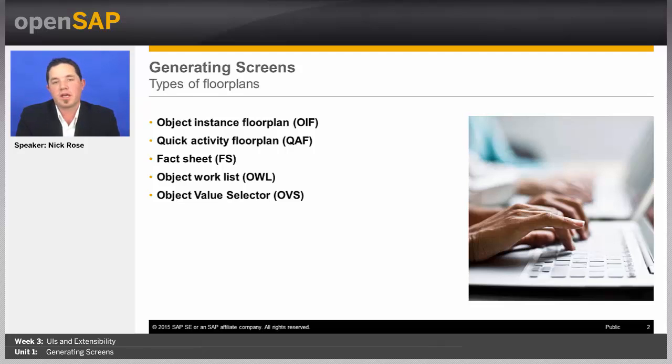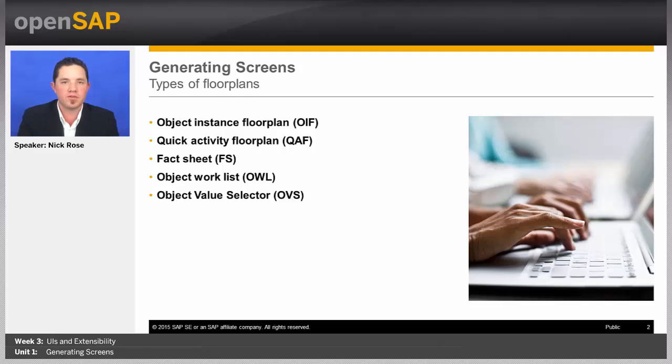First, there's an object instance floor plan, an OIF. An OIF is a full detailed view of a particular business object. It shows all of the information about it and will also be editable. If you click the View All button somewhere, for example, you'll see a large screen come up. That's the OIF. A sales order, for example, is a very large business object. You would see all the information about the sales order: the header info, the item info, the document flow. The OIF would contain all these kinds of information.